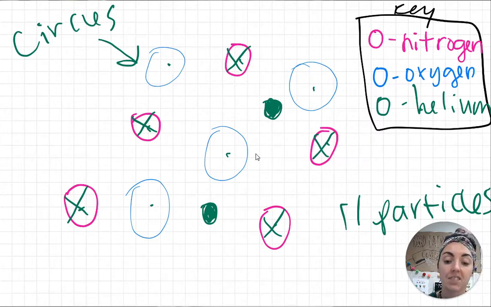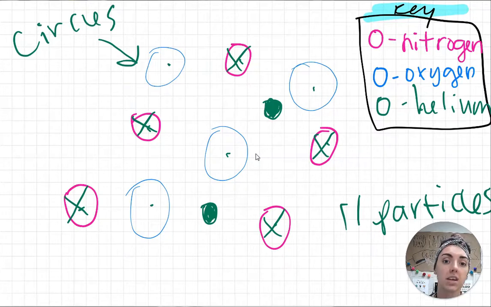And then finally, I have this key here. I have something that tells the reader this is what these different things mean, which is really important because whoever's looking at this particle model is not a mind reader. They need to know, well, what are these pink particles? What are these blue particles? What are these green particles?